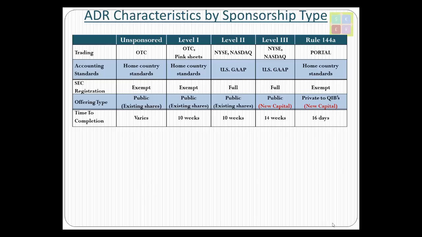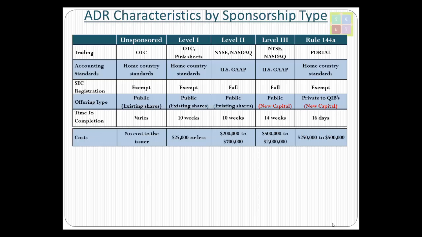And under SEC Rule 144A, it takes only 16 days because, as we said before, the ADRs are being offered to sophisticated investors who are registered as being QIBs. And you have to have at least $100 million of money to manage to be able to register as a QIB. As far as the costs are concerned, under unsponsored ADRs, there is no cost to the issuer.